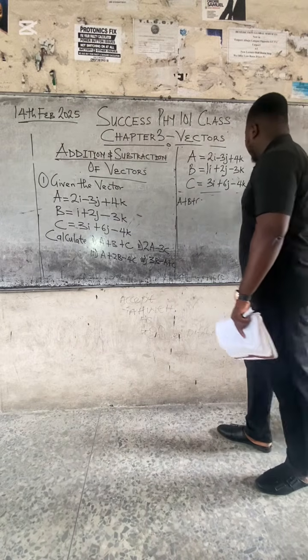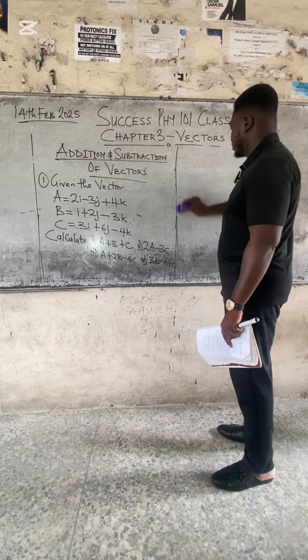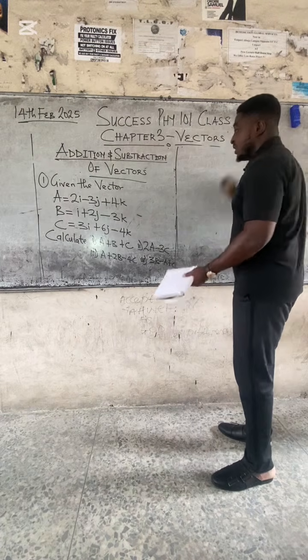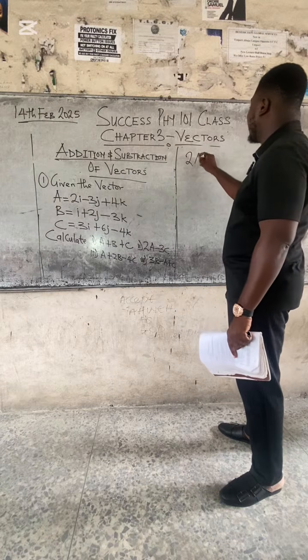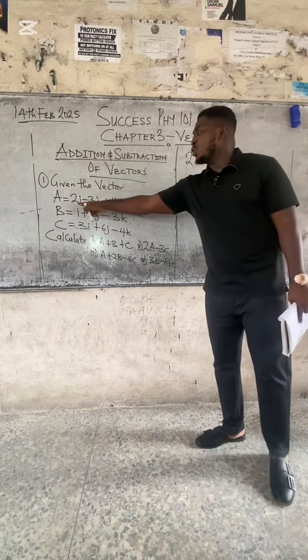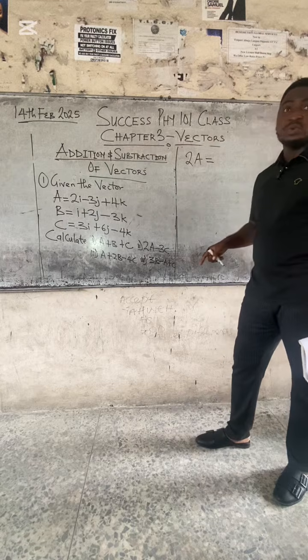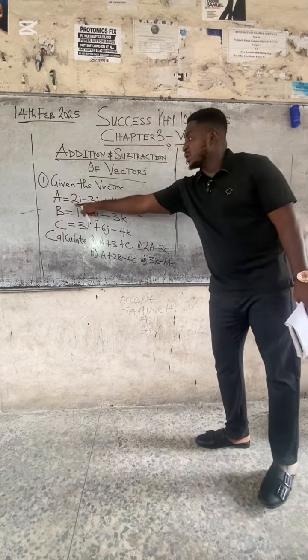Let's go to the next one. The next one says 2a minus 3c. So we must first go and find 2a. Class, the question gave us a. So what is 2a? 2a means multiply a all through by 2.